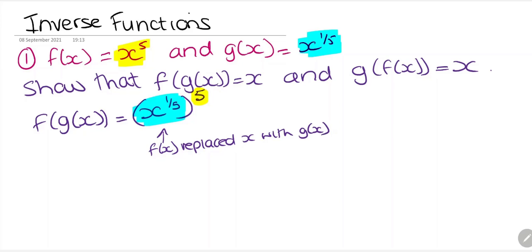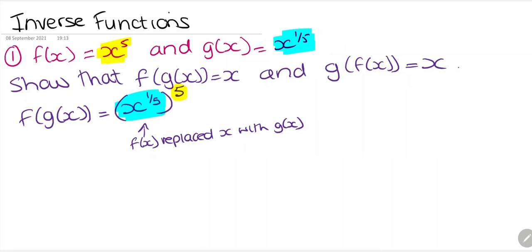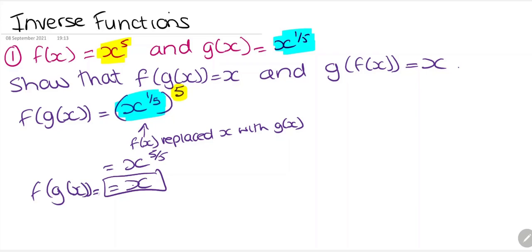So we need to do the same. We'll simplify this first, then do the same over the other side. So x to the 5th, raised to the 5, if we multiply, is x to the power 1, which is just x. So f of g of x is equal to x. So let's have a look at the other one. So g of f of x, is that equal to x?